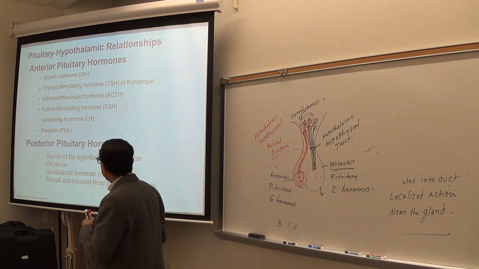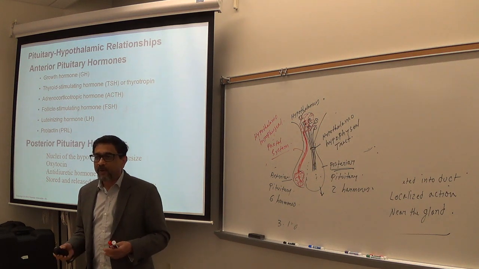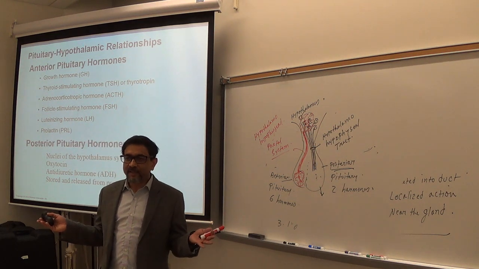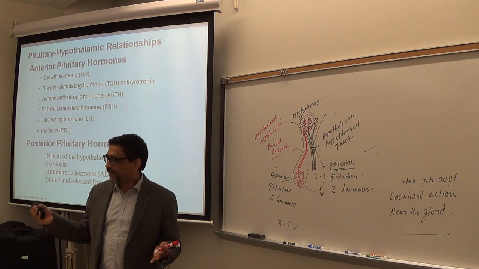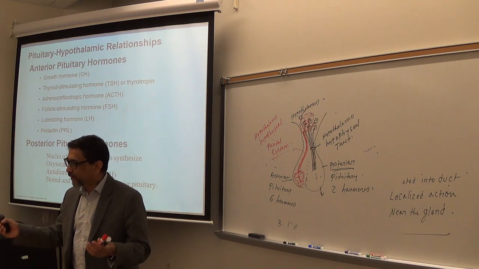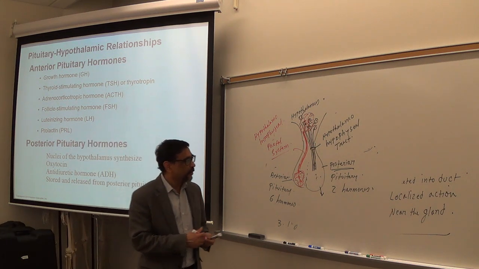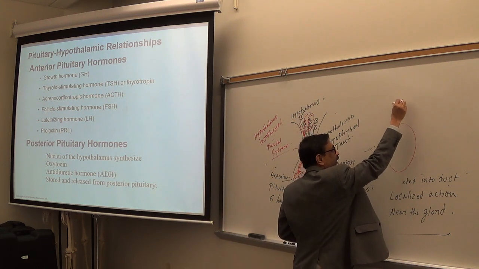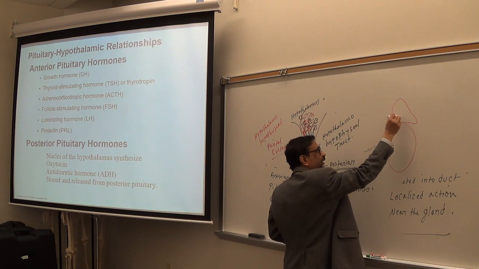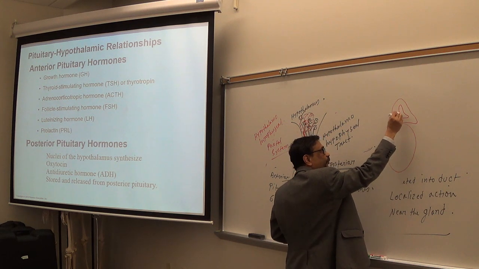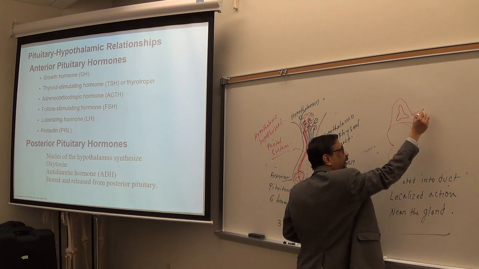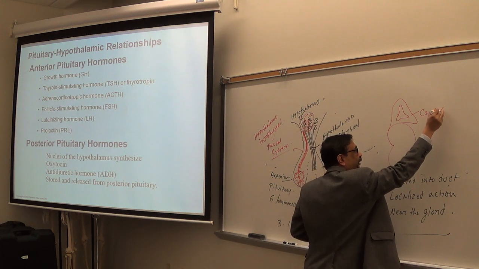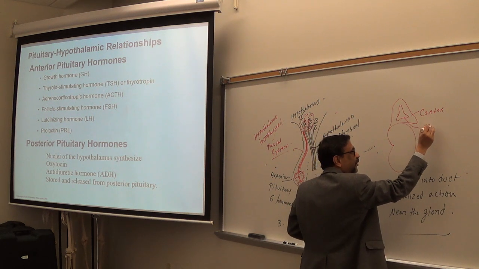Adrenocorticotropic hormone. Now you tell me, it will work on which gland? Adrenal gland, right? Now why is it called corticotropic? You see, this is the adrenal gland sitting on the kidney, and the adrenal gland has 2 parts. The outer part is the cortex and the inner part is called what? Medulla.